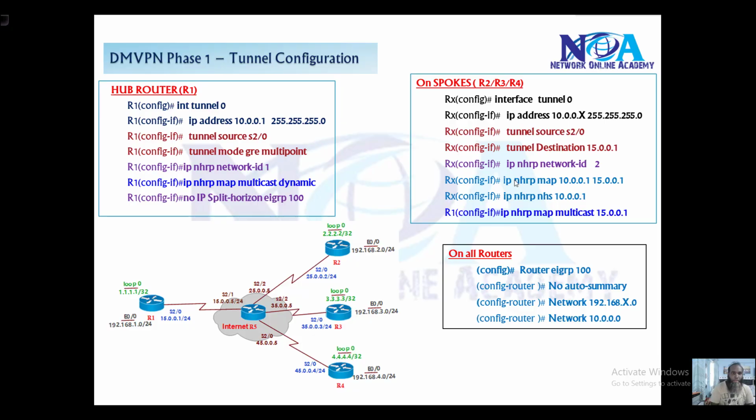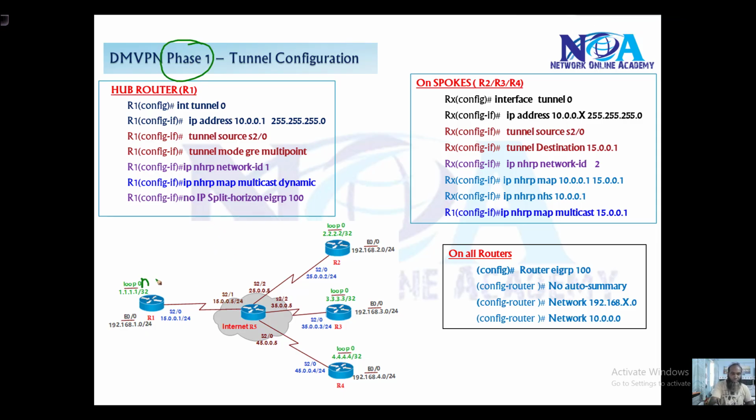Next thing we'll see the DMVPN phase 1. So we'll go phase 1, phase 2 and phase 3 like that. Phase 1 tunnel configuration we'll see. So in the previous one we have already seen the basic example of the tunnel configuration. This is going to be the same. So here we are trying to do phase 1.